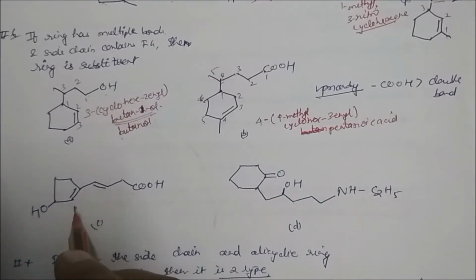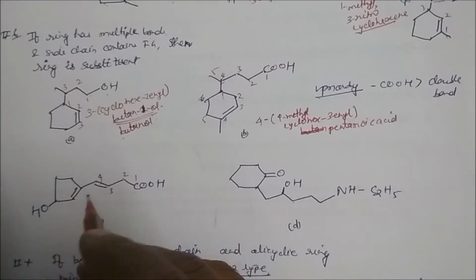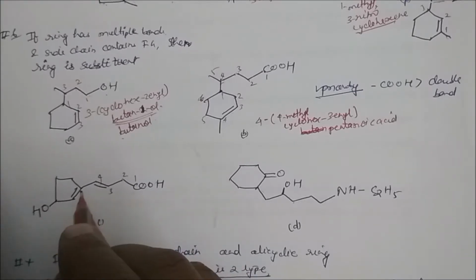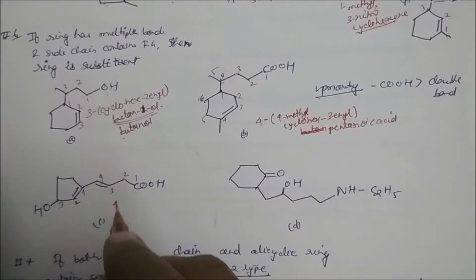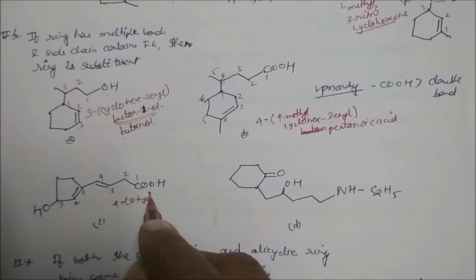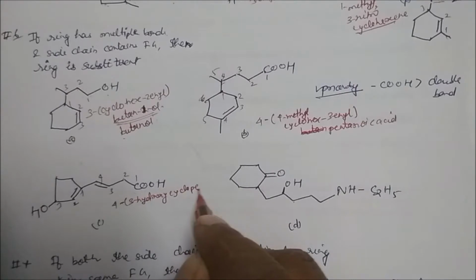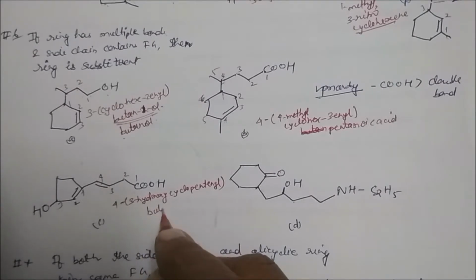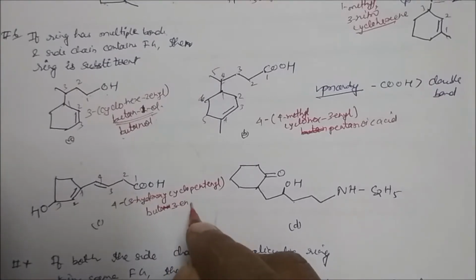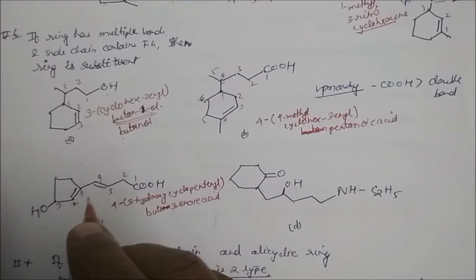Now let us see these examples. So here again we can say 1, 2, 3, 4. So we can write 4-dash, 3-hydroxy, cyclopentenyl, right? Pentenyl, and then next is butane. We can say not butane, this is but-3-enoic acid, because the double bond is present at the third carbon.